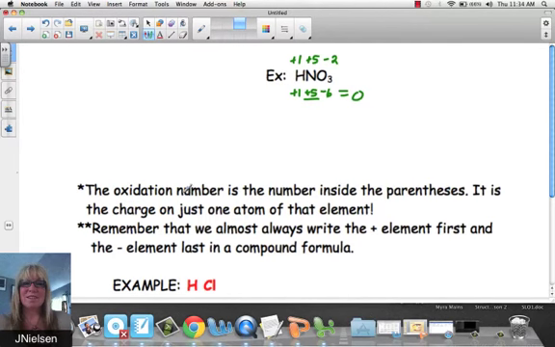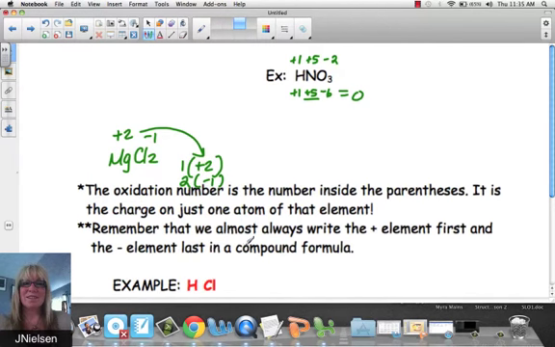The oxidation number is the number inside the parentheses. It is the charge on just one of that element. So when we were looking up here at the other example that I did, MgCl2, we had Mg was +2, so we had 1 times +2. That's this charge right here. And then we had 2 times -1. So that was the charge. That's what they're talking about right here.